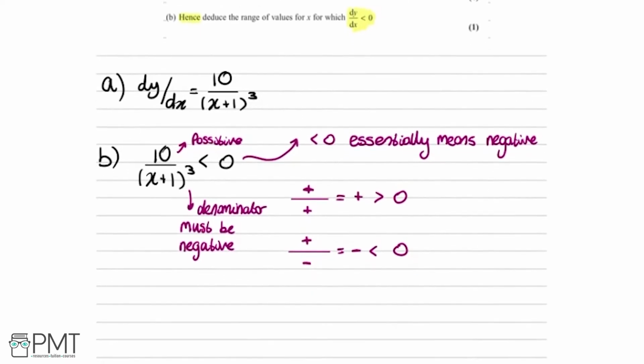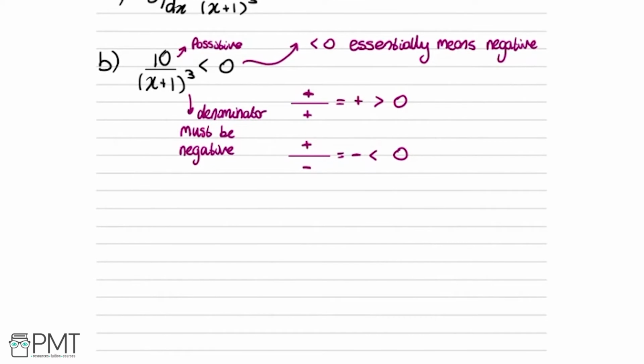So we're going to break this down even more. Essentially what we're now saying is that x plus 1 to the power of 3 needs to be negative, so it needs to be less than 0. So now we've got a new inequality. Right, so now we're going to think about this in a similar way again. We have something to the power of 3. If we have a positive number to the power of 3 it equals a positive. We have a negative number to the power of 3 it equals a negative.